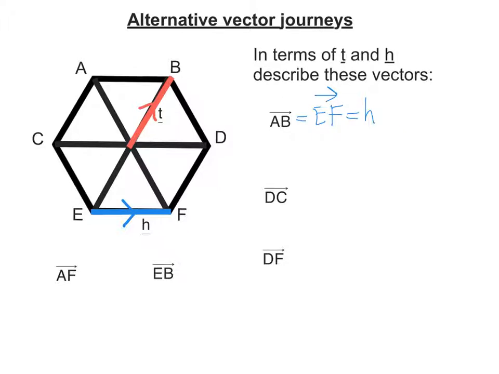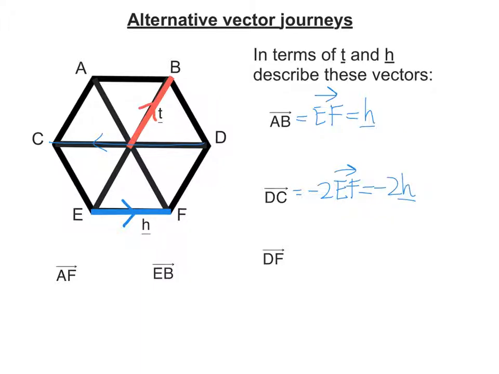Now, DC is this vector here. So it's parallel to EF, so it's in terms of H, but it's going in the other direction, so it's going to be a negative, plus it's twice as long. So DC is negative 2 lots of EF, because it's going in the other direction, twice as big. So negative 2H.